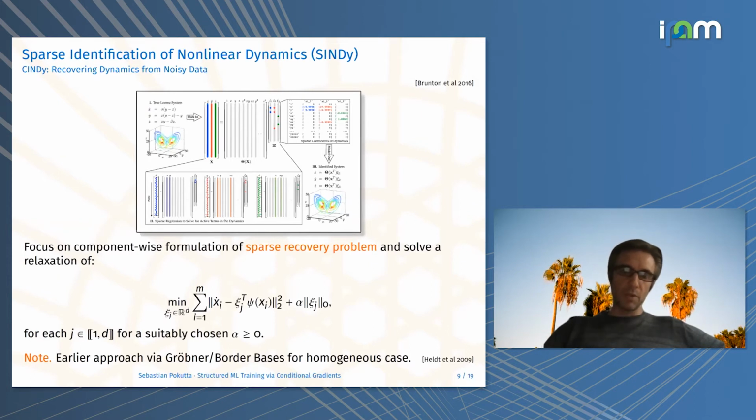And in particular, you can do this component-wise. You look at it as basically an L2 regression, and then you have a regularization term where you basically want to keep the support of these coefficients small. There are also other approaches via Gröbner basis, but that's not so important right now. This problem is hard to solve because you have the L0 norm here, but you can solve it with various approximations. For example, you can do a Ridge or Lasso regression and then threshold the coefficients, which is exactly what they proposed in the original paper from 2016.